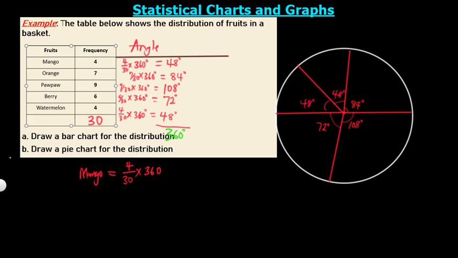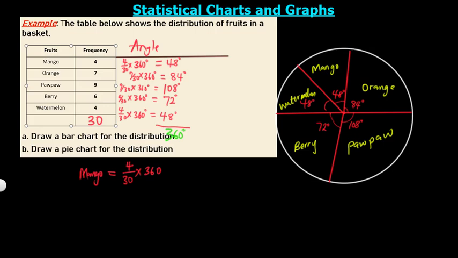So which means I can give each of them a name. The first 48, let's call it the mango. 84, that's orange. 108 degrees, that's purple. 72 degrees, that's berry. And the last part is the watermelon. So we've been able to prepare a pie chart for this problem.